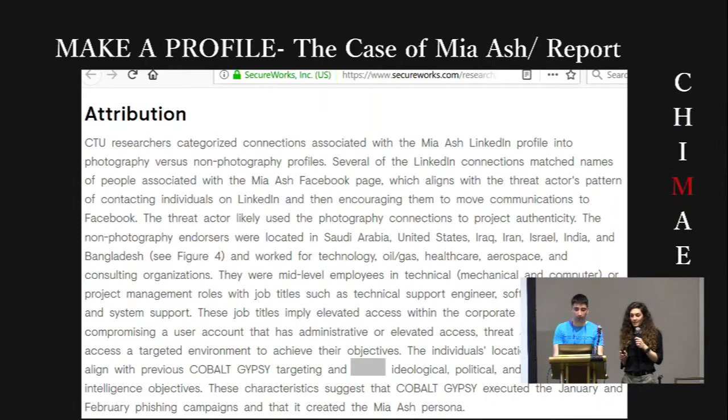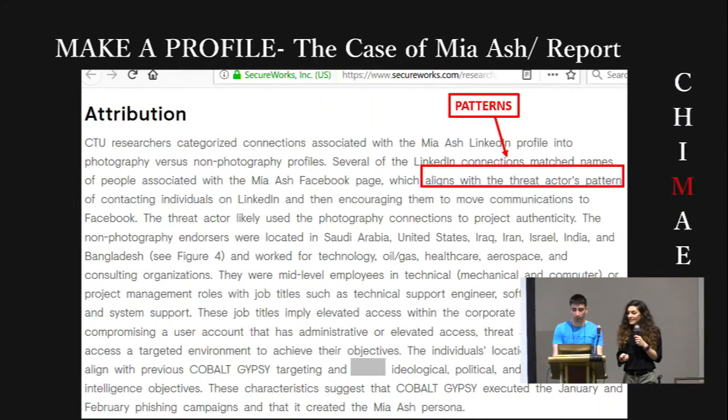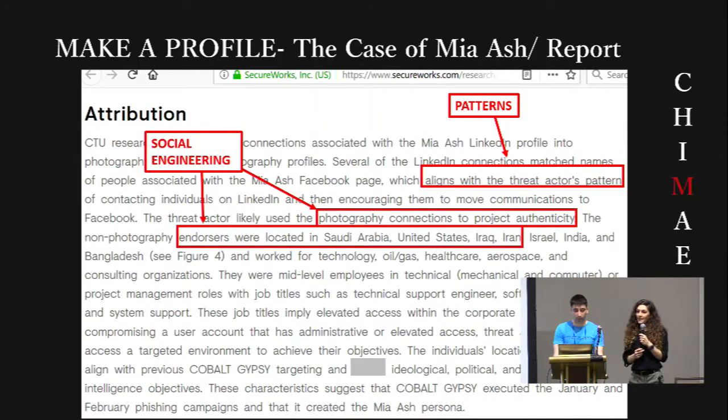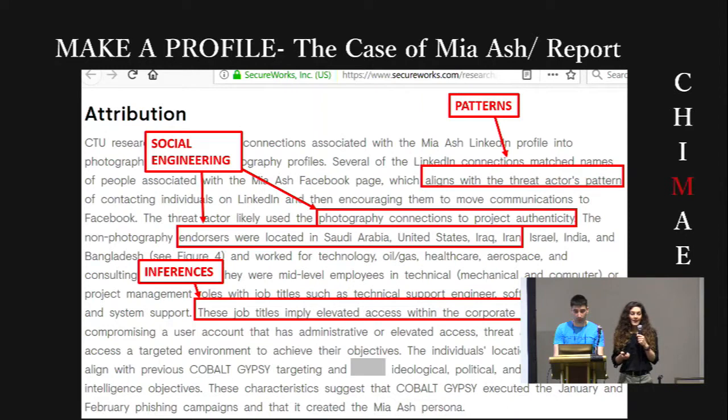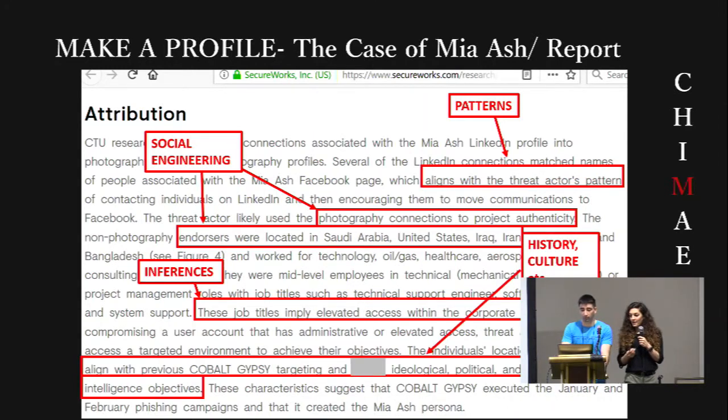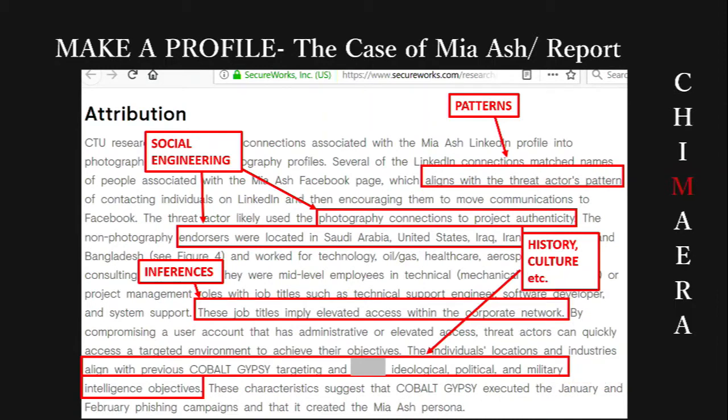This is the report. You don't have to read it, but let's see specific parts of it. We see that they try to identify patterns as they line up, that these actions Mia Ash was doing were aligning with the threat actor's pattern that they eventually attributed the attack to, Cobalt Gypsy. They identified their TTPs, which were, in this case, heavily based on social engineering. Eventually they pinpointed that the threat actor behind this activity is Cobalt Gypsy because it aligns with previous Cobalt Gypsy activity targeting political, ideological, military, and intelligence objectives.